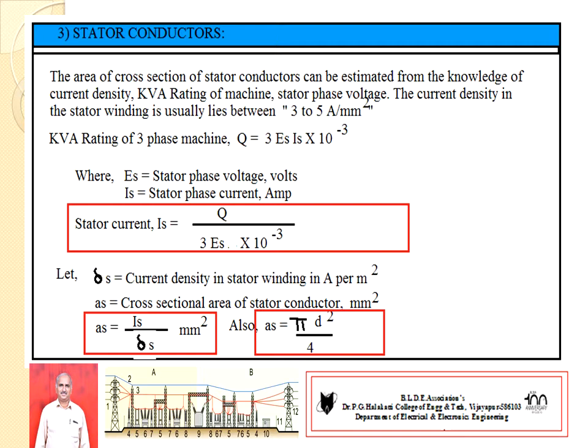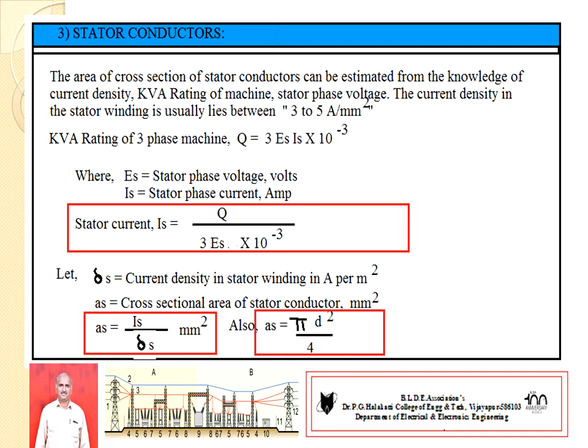From this expression, it is possible to calculate the stator current. Q should be converted into volt ampere, then Is equals Q divided by 3 times Es, where Es is the stator voltage per phase. This stator voltage depends again on the type of connection, whether the stator winding is star connected or delta connected. So Es equals EL in case of delta, and Es equals EL by root 3 in case of star. This design mainly depends upon the winding connections.